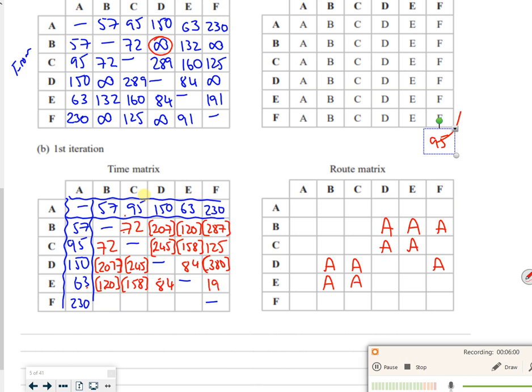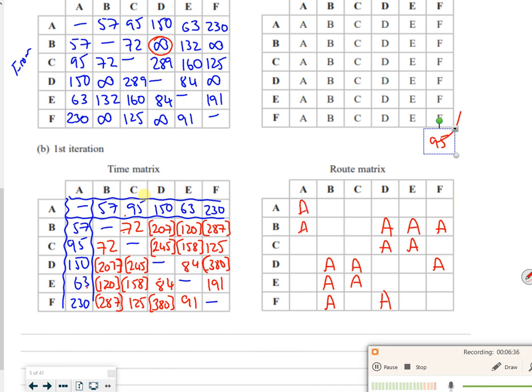Then 191, that's fine, isn't it? Then I've got 287, so the 230 plus the 57 is smaller than the 30, so that gets an A. The 125 stays, because that's smaller than adding them together. I've got 230 plus 150, so I've got 380. That's smaller than my 30, so that gets an A. And the 91 is smaller than the 230 plus 63, so 91 stays.